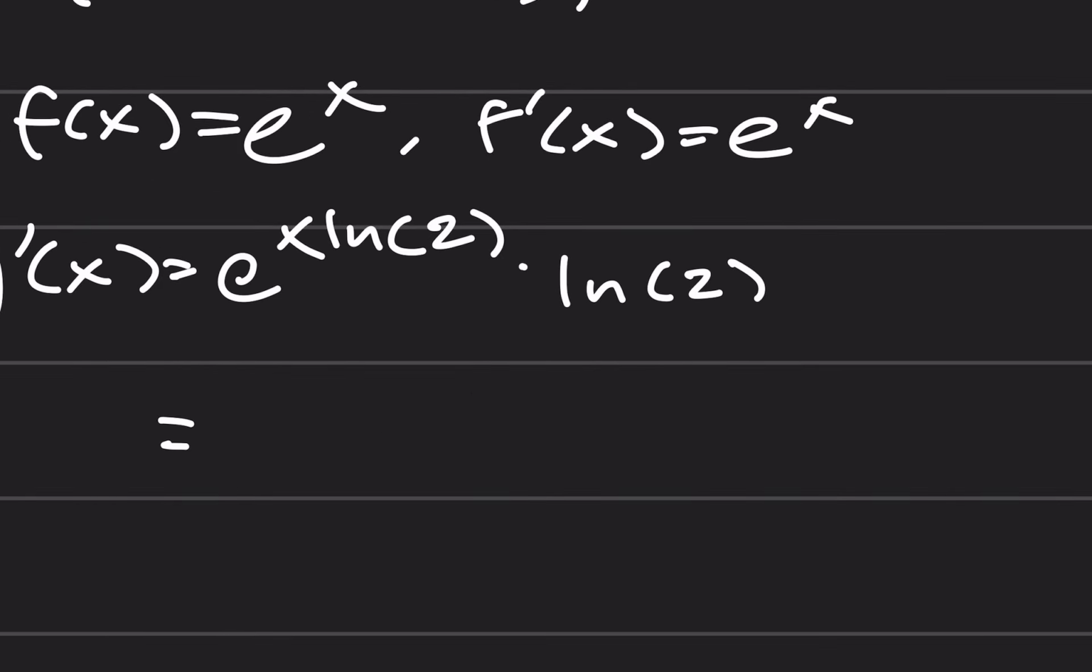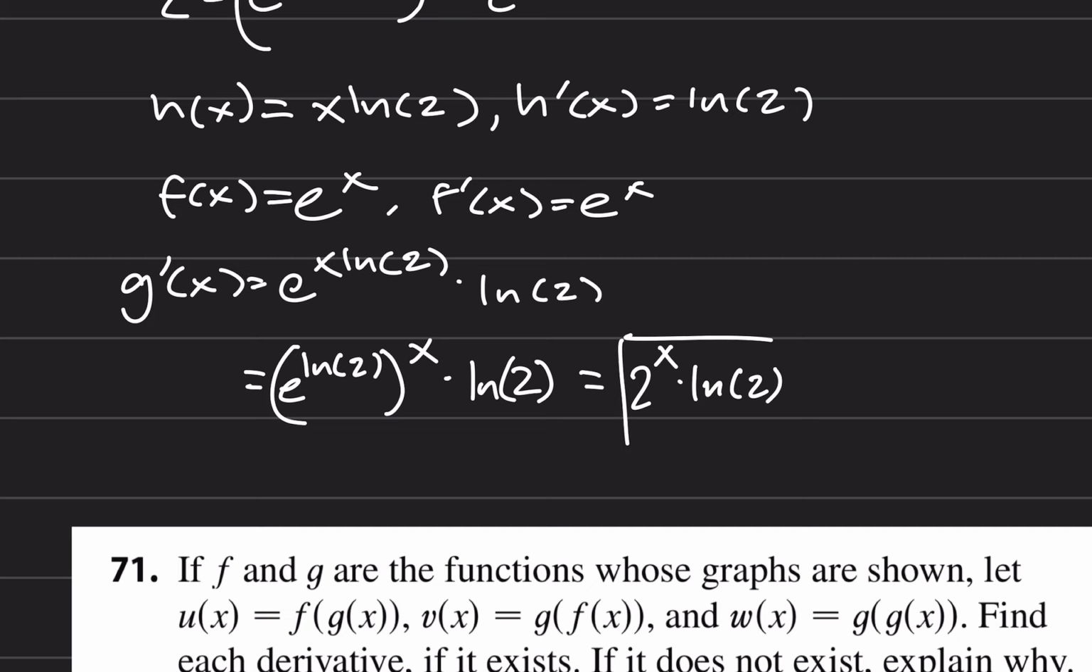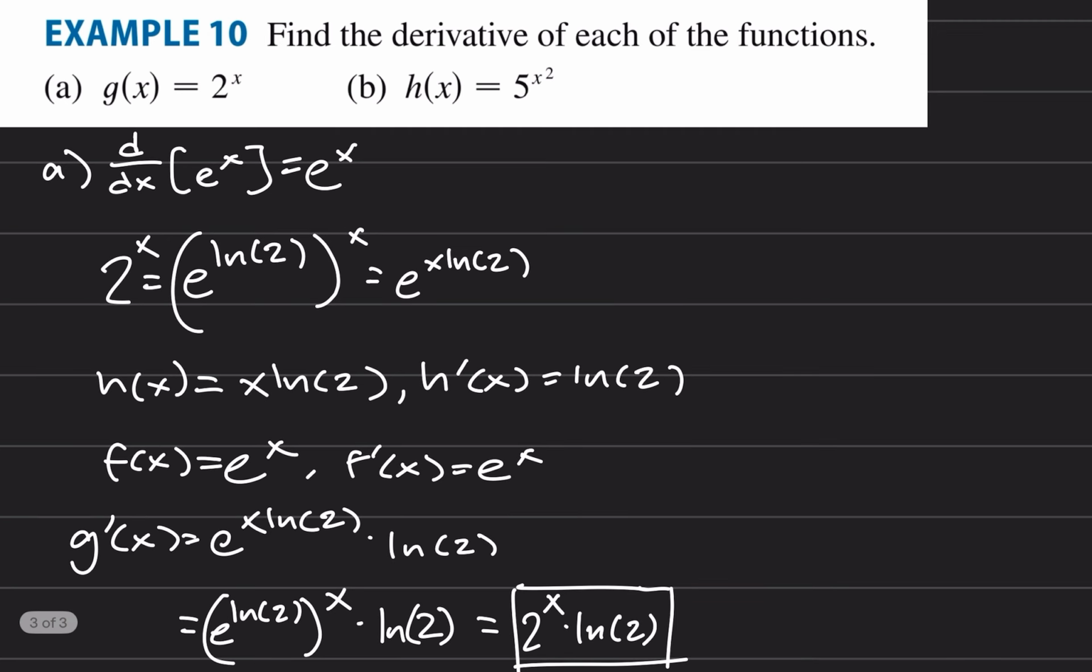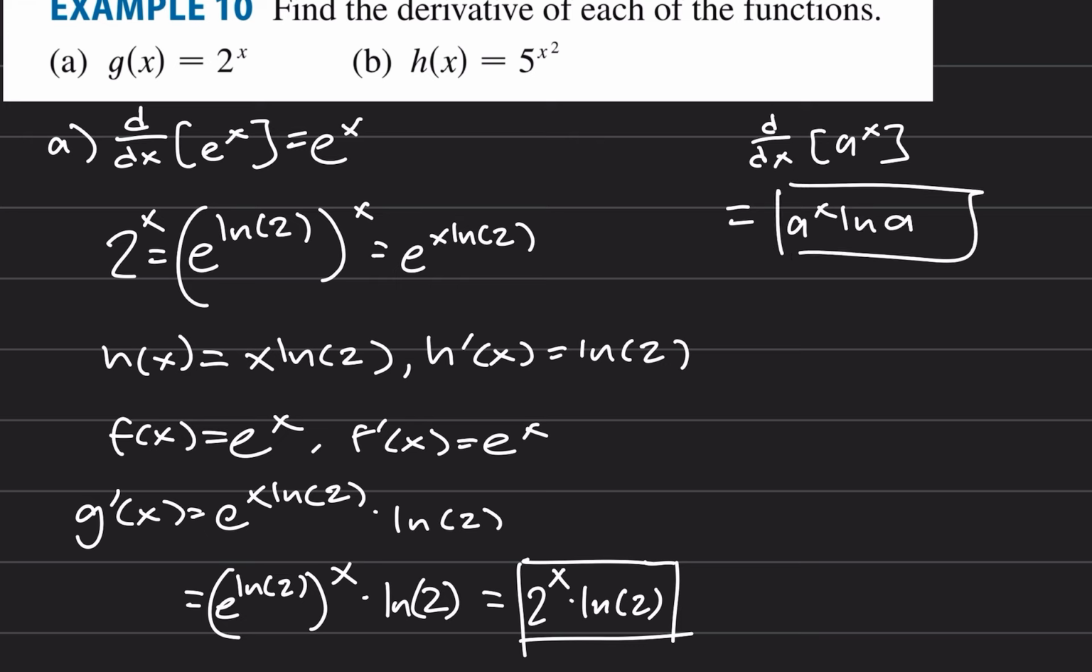We could take out this x, move it to the top, you get this, and then finally, this becomes 2 to the x times ln 2. This is our derivative. I'm going to leave the other one as an exercise for you. In general, the derivative of an exponential, derivative of a to the x, is a to the x ln a. So use this fact right here to solve part B. And if you want, post your solutions in the comments. I'm going to be posting my solution in the comments as well.